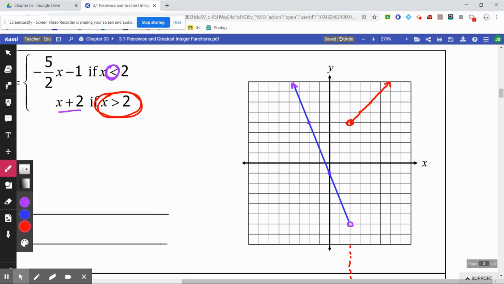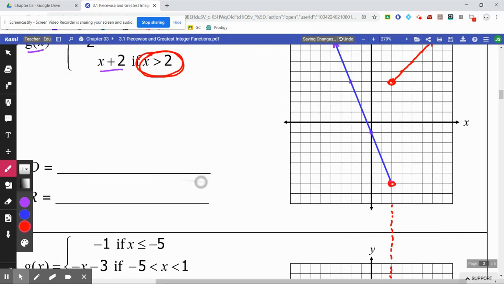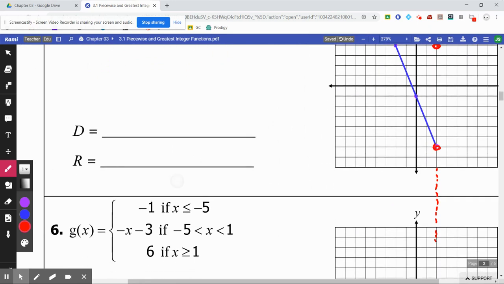So something odd happened at 2. Notice that 2 is not included on either graph this time. So when we're talking about domain, let's just write it in interval notation this time. All values from -infinity up to 2, not including 2.